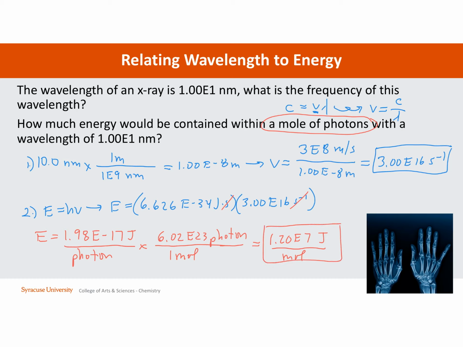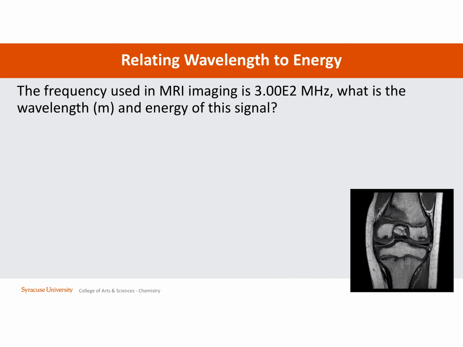And to put that into context, when we were calculating the energy of UVA and UVB light, we saw that the UVB light was around 300 kilojoules per mole, on the magnitude of a chemical bond. If we put this into kilojoules per mole, this ends up being 12,000 kilojoules per mole. So that's why when you go and get an X-ray, you use a lead vest to protect you from that energy of an X-ray.